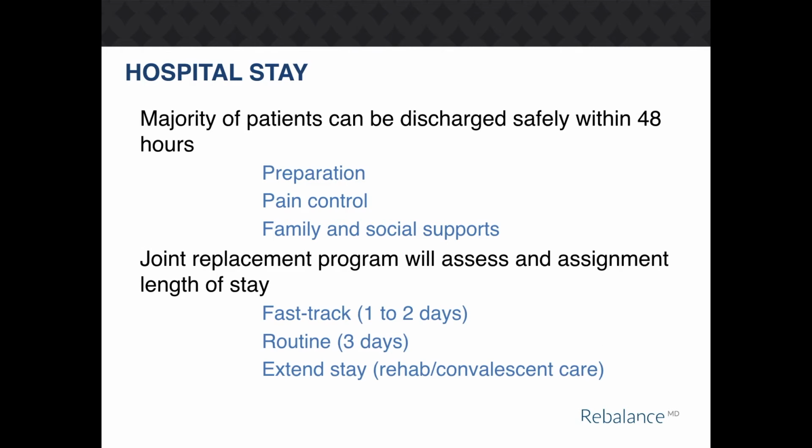The majority of hip replacement patients can be discharged safely within 48 hours. Factors that facilitate a rapid discharge include preparation, pain control, family and social supports. The joint replacement program will assess and assign your length of stay as follows: fast track within 1 to 2 days of discharge, routine stay up to 3 days, or extended stay to include rehabilitation or convalescent care.